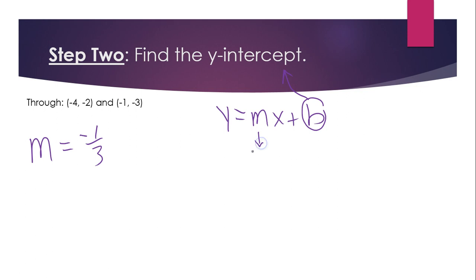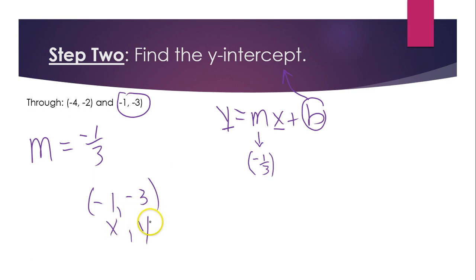So the first thing I'm going to do is just substitute -1/3 in for m. And then for the x and y, I'm just going to go to one of my points. I can use any one of those points, it doesn't matter. I'll just use the -1, -3 for this example. And the x value is going to be -1, and the y value is going to be -3. So I'll substitute -3 on the left side for y, and then for the x, I'll substitute the -1. And just write the rest of the equation down, and I'm going to clean this up.